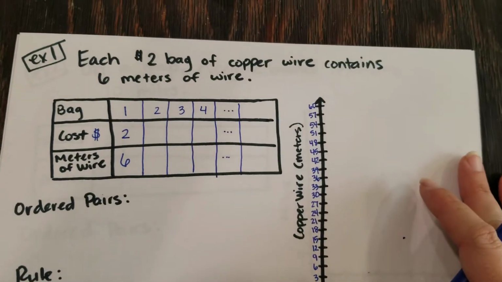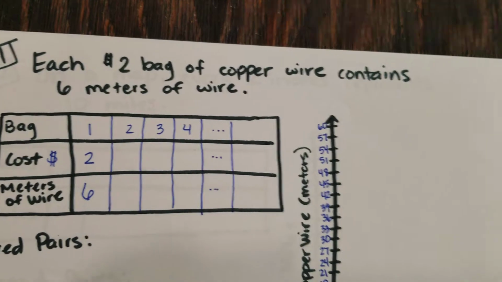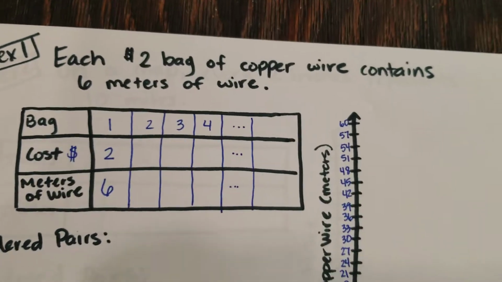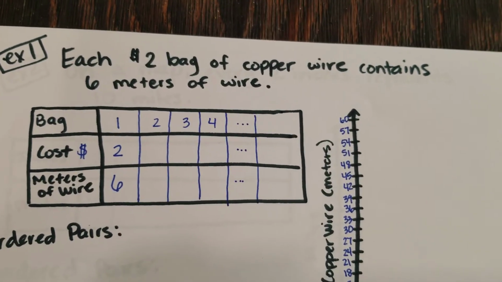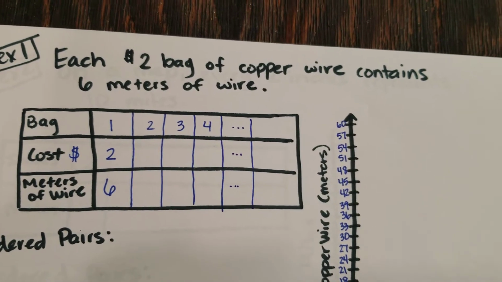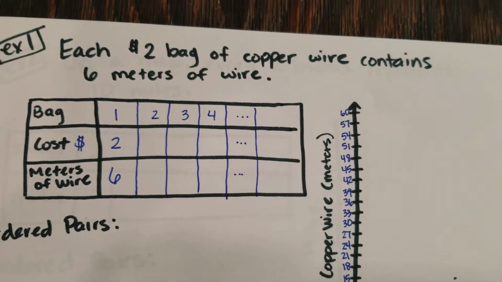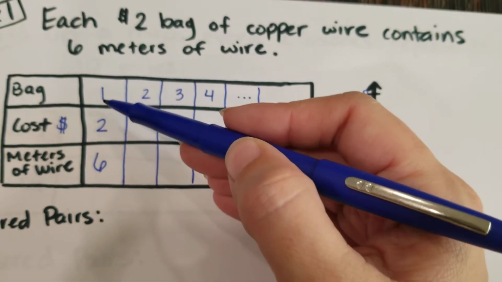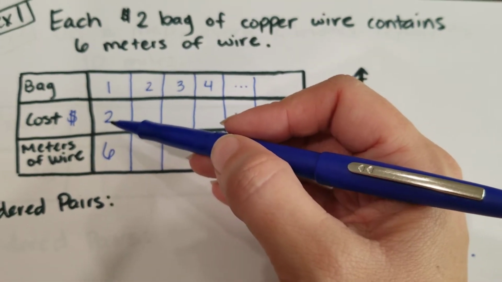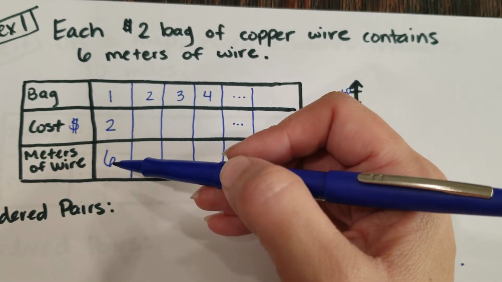We're pretty much doing the same thing. So let's use the word problem to start a table. I already got it going for you. And this word problem is much smaller. It says each $2 bag of copper wire contains 6 meters of wire. So in one bag, we got $2. It costs $2 for a bag. And then 6 meters of wire.